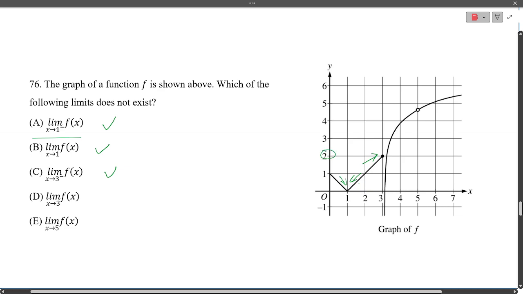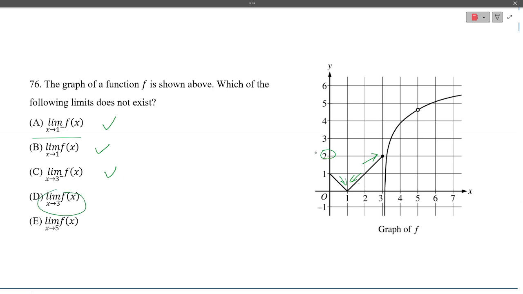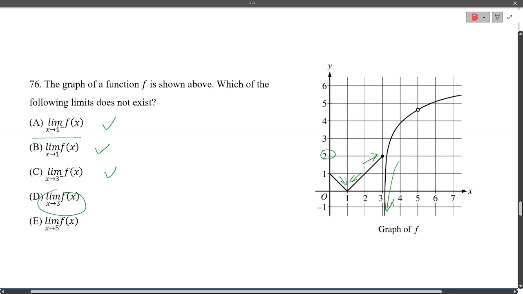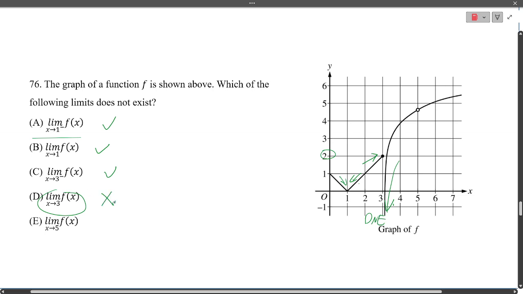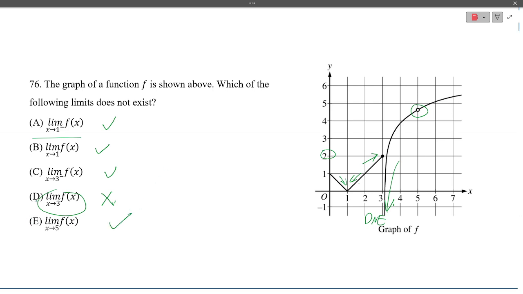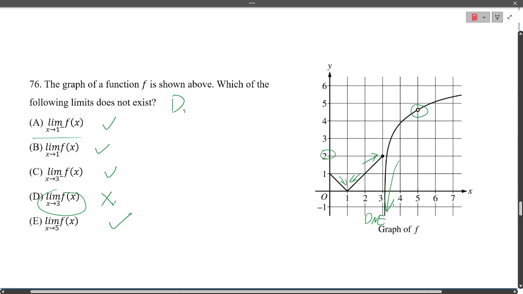Option D: the overall limit at x equal to 3, when approaching from the right, the value of y tends towards negative infinity, meaning the right-hand limit does not exist. Therefore, the overall limit does not exist. Option E: the limit at x equal to 5 is approximately 4.5. So it exists. Thus, the correct answer is D.